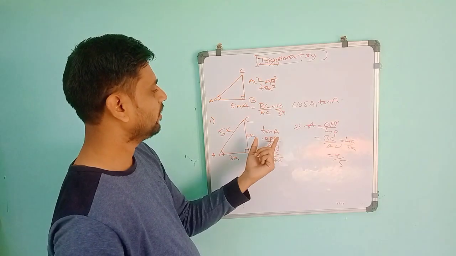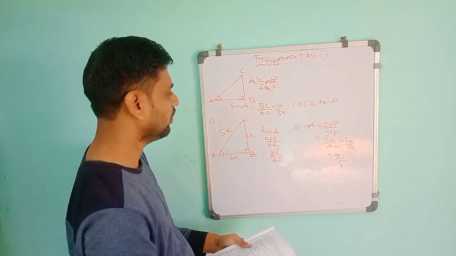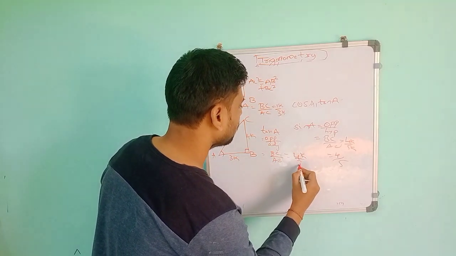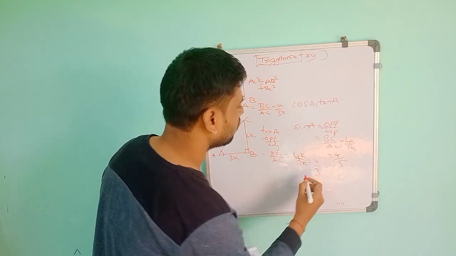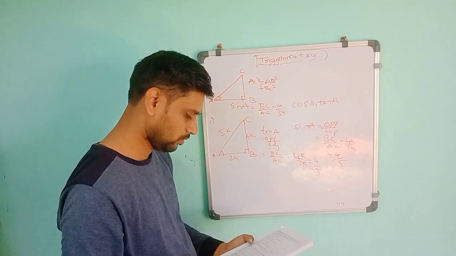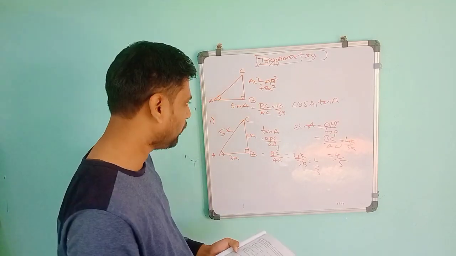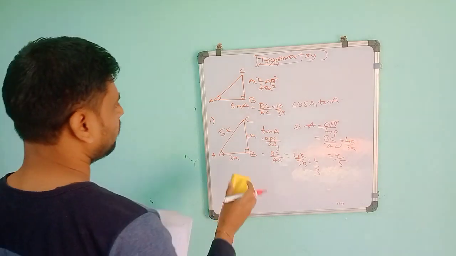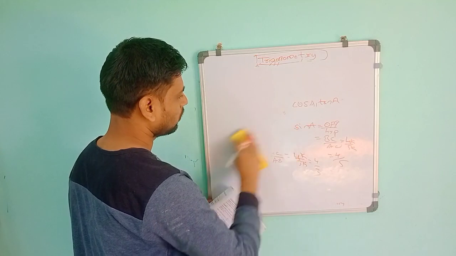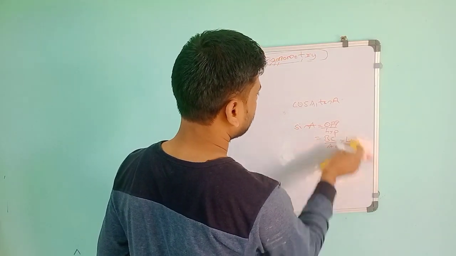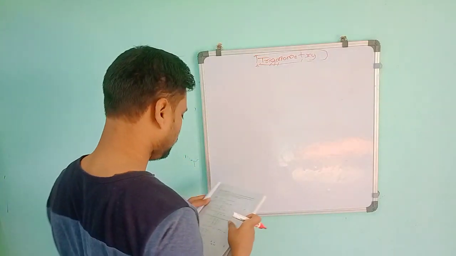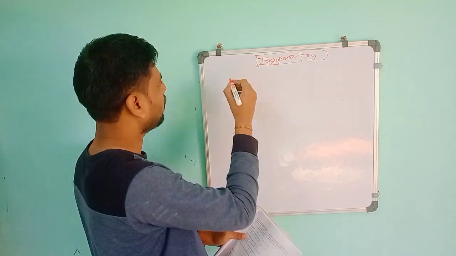Like that you can find tan A as BC by AB, that is opposite by adjacent, 4k by 3k. It is 4 by 3. So if you know all three sides, you can write the trigonometric ratios for the remaining also. Like that, they have given example 2. In example 2, they have given ABC, this is ABC.